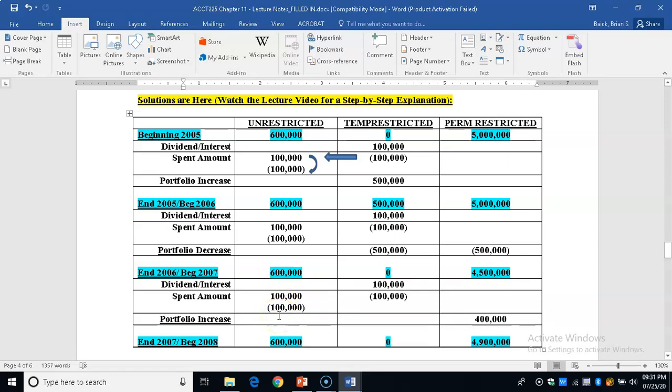And then the portfolio has increased by 400,000. So we put 400,000 under the permanently restricted category so that it becomes 4.9 million. This number has to get back up to 5 million. After that, if we have any other gains, it can go in the temporarily restricted category because the gains above 5 million can be spent.